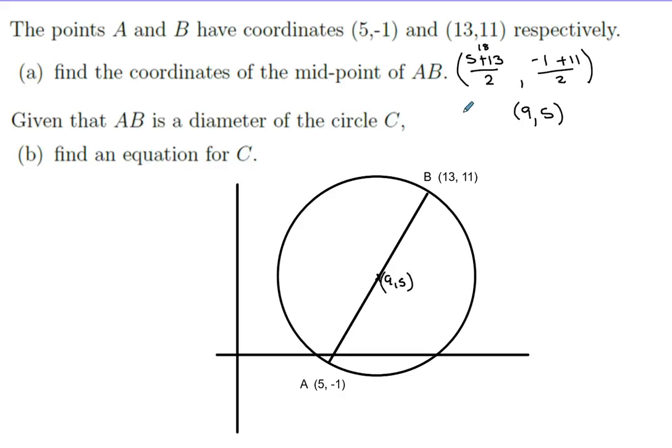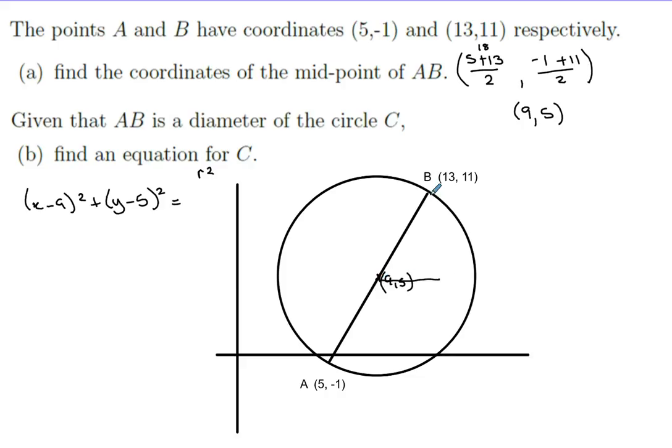Given that AB is the diameter of the circle, which we knew, find an equation for C. So again, we've got the center, so we can start off with, we know it's going to be x minus 9 all squared plus y minus 5 all squared. And now we know that needs to be r squared, so we have to find the radius.